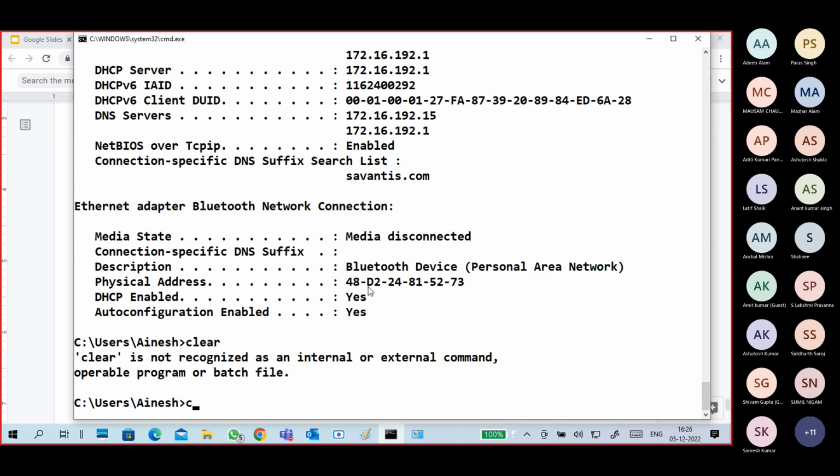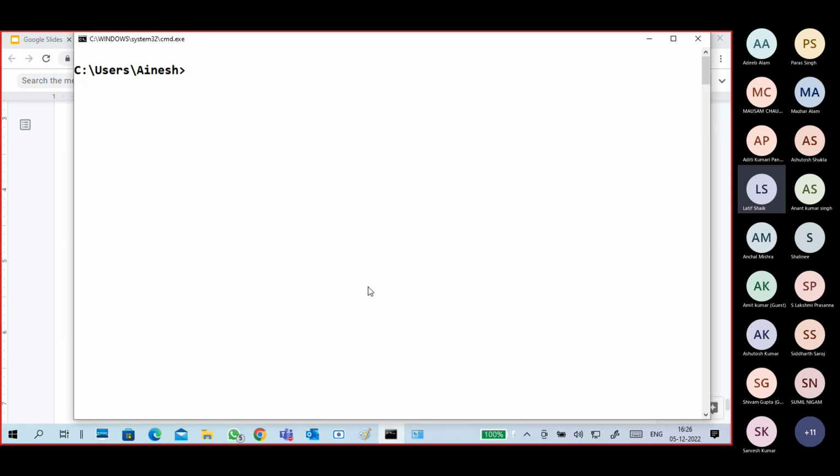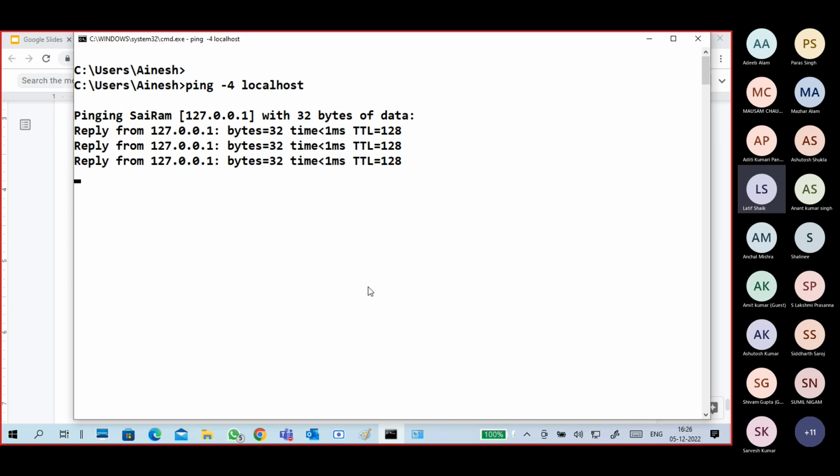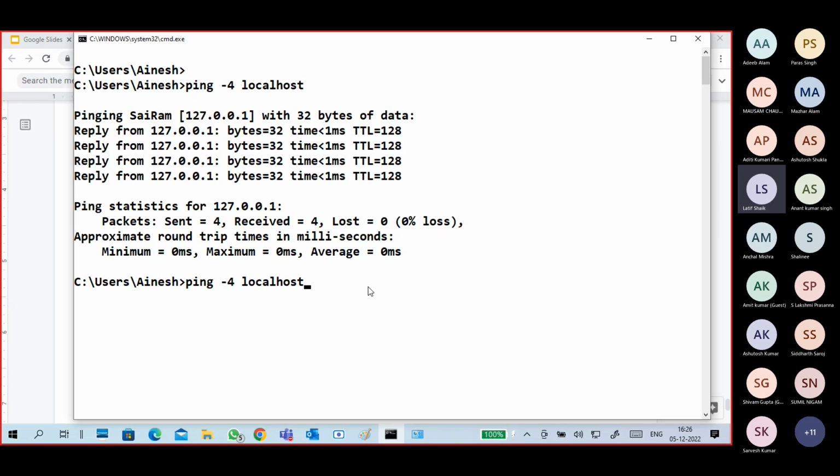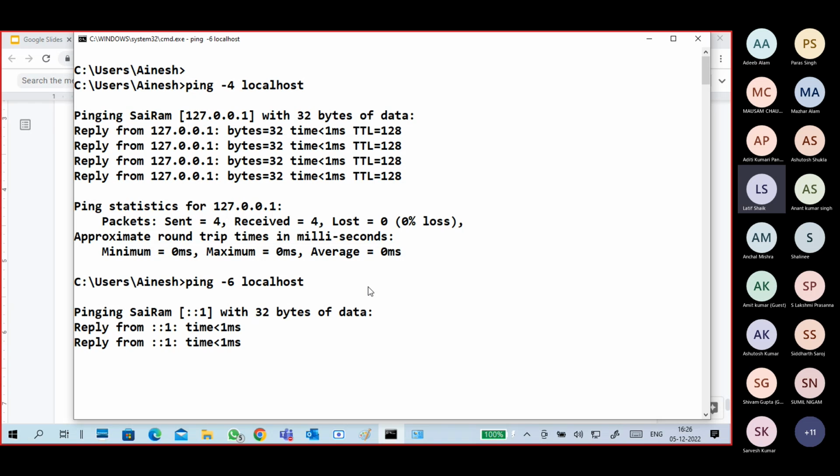Sorry, Linux habit, typing the clear command. CLS in Windows command. Okay, I am pinging with -4, which means ping with IPv4. IPv4 ping is ping space -4 localhost. What is my localhost IP address? 127.0.0.1 in IPv4. In IPv6, the localhost is ::1.